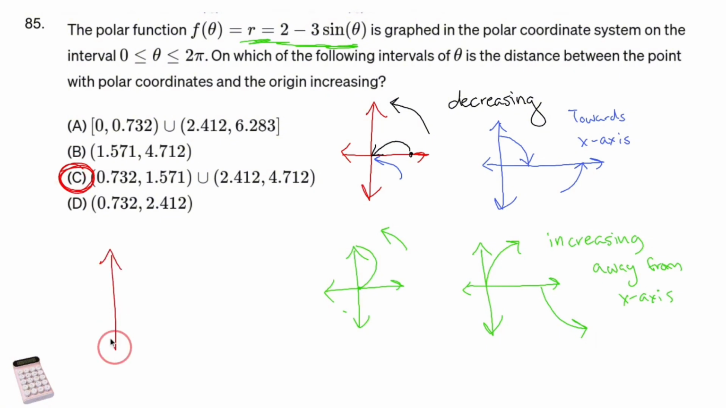Okay, so again, the picture that this looked like is from 0.7 whatever to 1.5 whatever. It looked like that, and then it came back up and went way up here at 2.4 to 4.712. So C is going to be our guy. Very tricky, very challenging problem, but again, all the problems that I make are taken kind of from the test with changes. Okay, so I hope this helps.